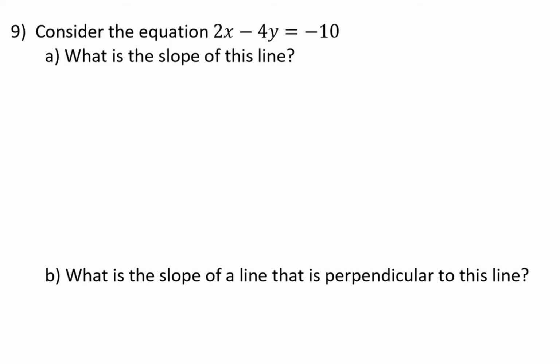Question 9, consider the equation 2x minus 4y equals negative 10. That appears to be written in standard form. And the question is, what is the slope of this line? Well, we have a form of an equation that makes it very easy to read the slope.